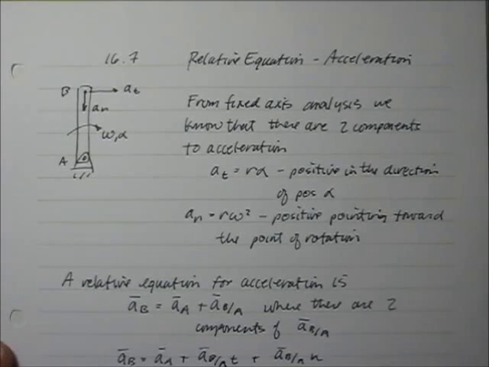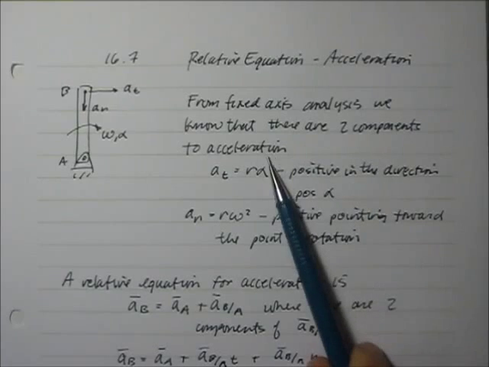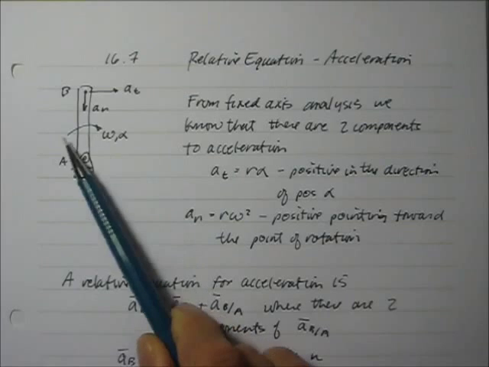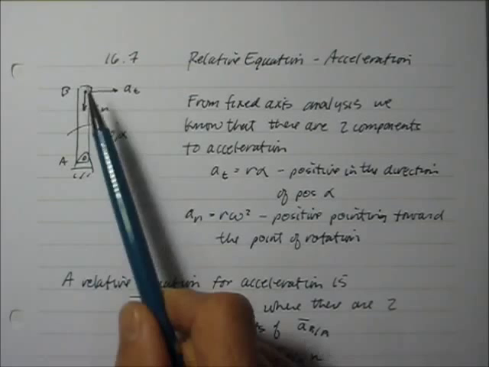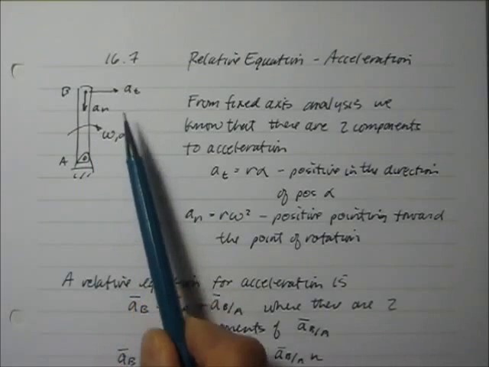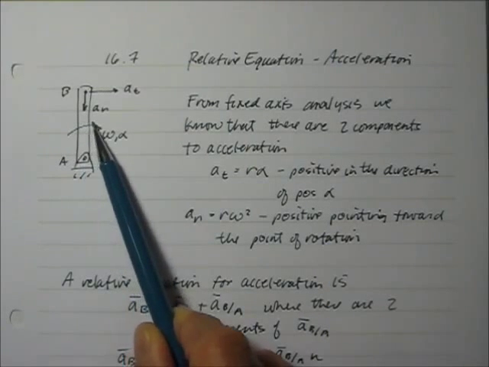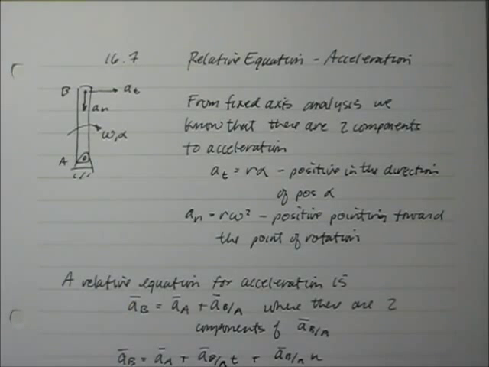Well, now I'd like us to talk about acceleration, and we're going to use the relative equation to analyze some acceleration. All right, so we know from our fixed axis analysis that there are two components to acceleration. If an object is rotating about A and it has some omega in this direction, and maybe it's accelerating and has some alpha in that direction, we know that there's a tangential acceleration, which is r alpha, and that's going to be positive in the direction of positive alpha. So in other words, if it's accelerating in this direction, the tangential acceleration will be going that way.